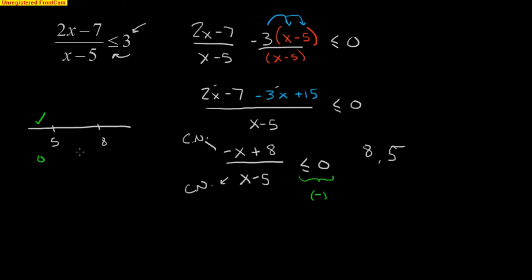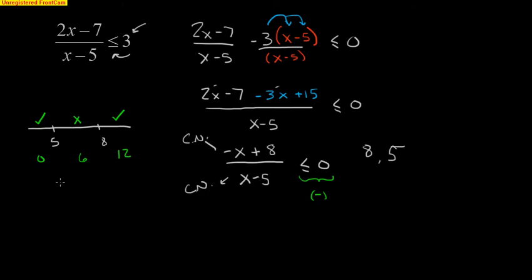A number between 5 and 8, I'll pick 6. So if I put 6 in here, I'm going to get a negative number and a positive number, and that's not going to be good. I want a negative number, so that's not a good interval. And a number bigger than 8, I'll do 12. So I got negative 12 plus 8, that's going to be a negative. Positive on the bottom, so negative divided by positive, that's a negative, and that's what I want. So I actually have 2 solution intervals here for this one. Okay, now you got to be extremely careful with a rational equation now on parentheses versus brackets.